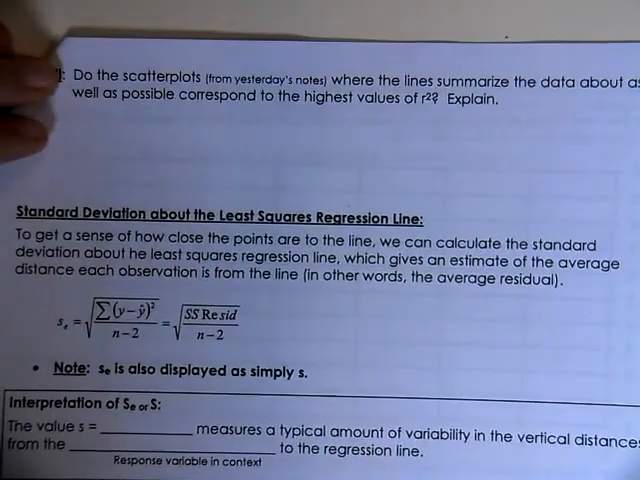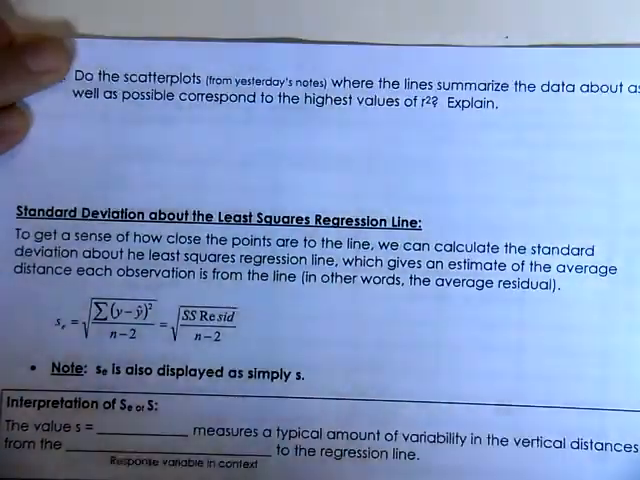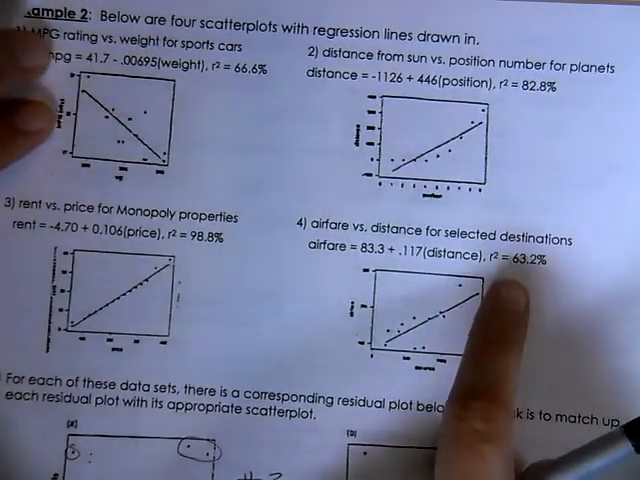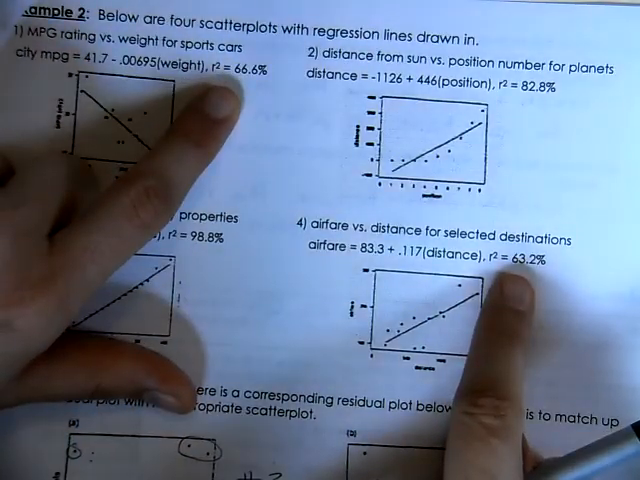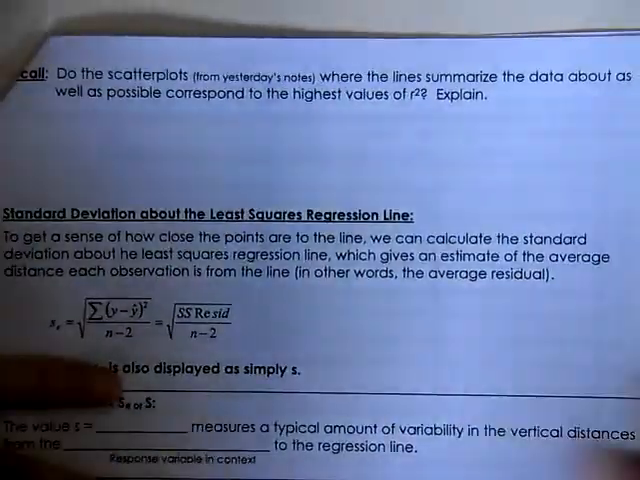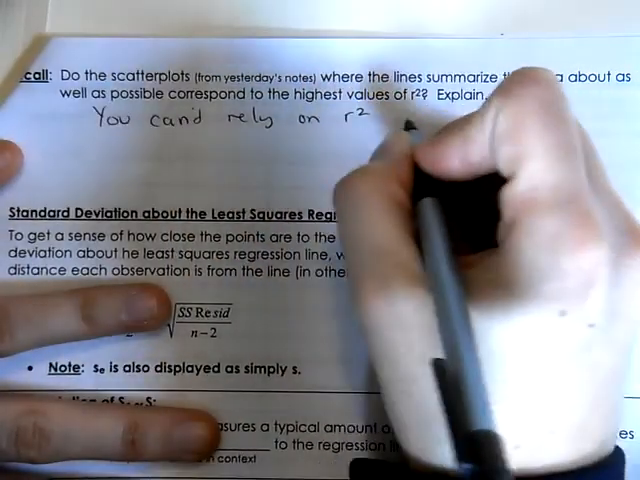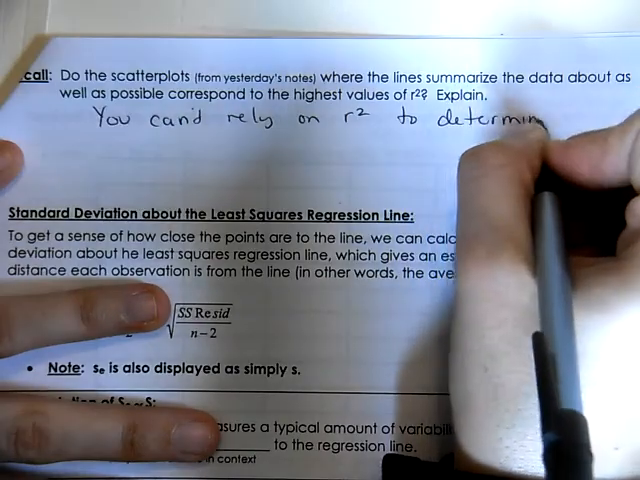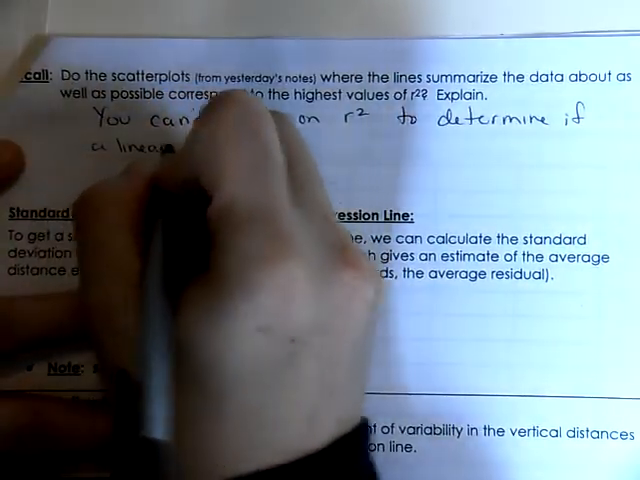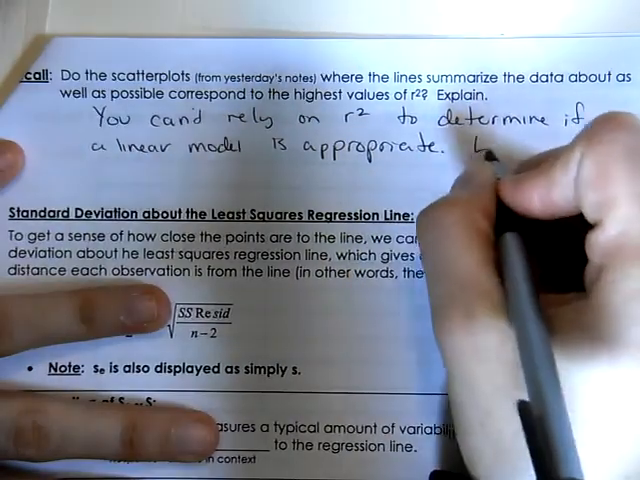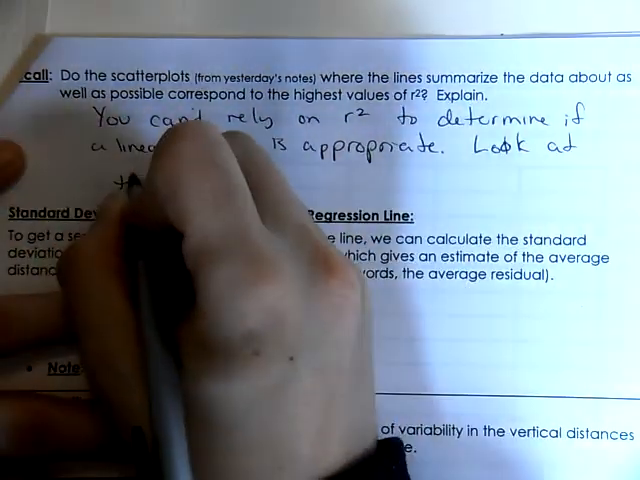Okay, so let's think about what we did yesterday. Do the scatter plots from yesterday's notes, where the lines summarize the data as well as possible, correspond to the highest values of r squared? If I look, we said 1 and 4 were the better ones. 1 and 4 really don't have large r squared values. So we really don't look at r squared when we're looking at whether it fits. You can't rely on r squared to determine if a linear model is appropriate. We have to go back and look at the residual plot.